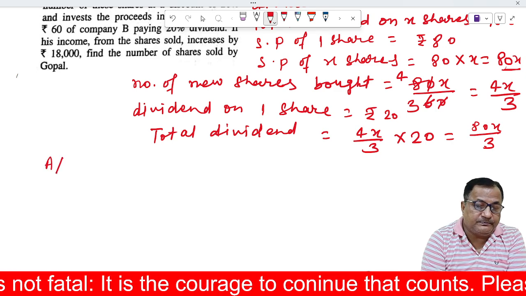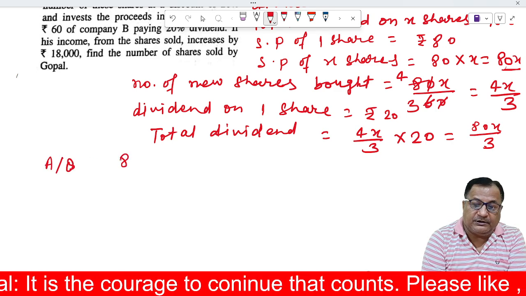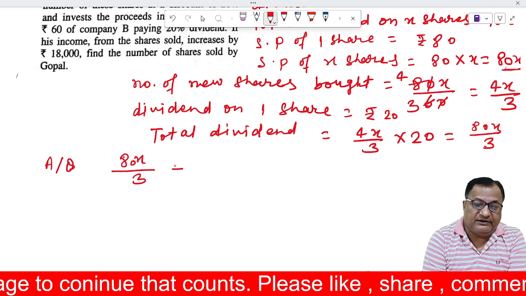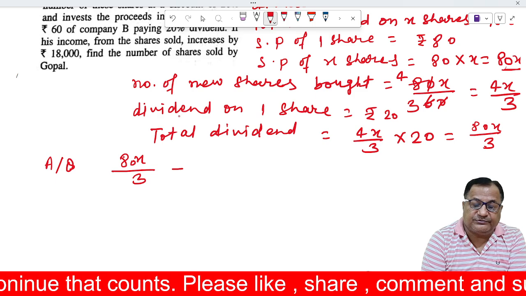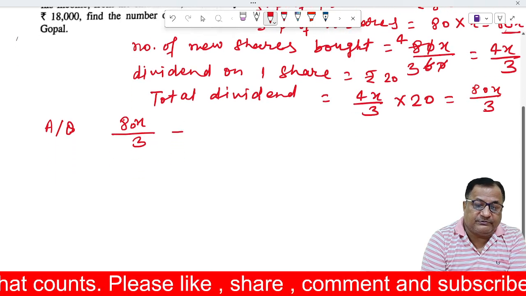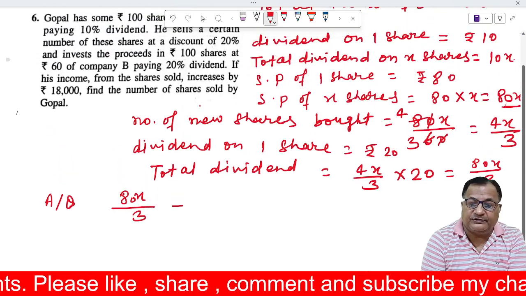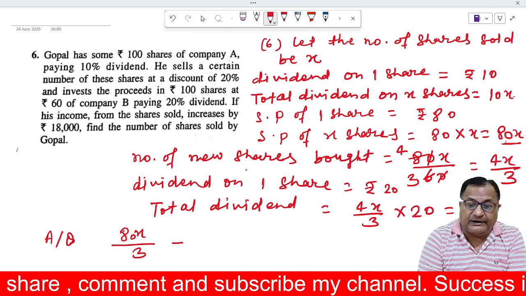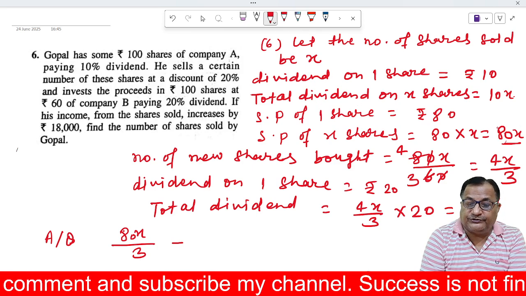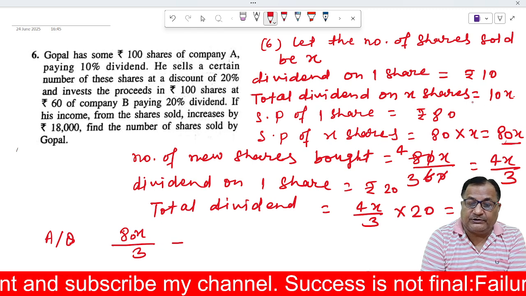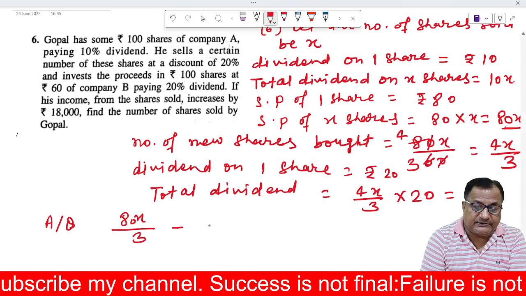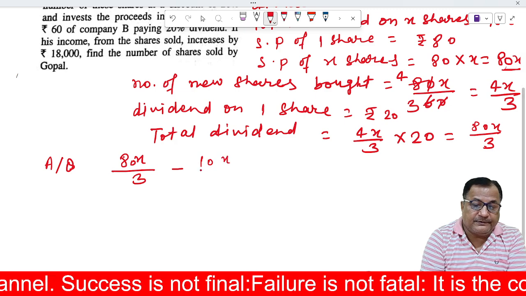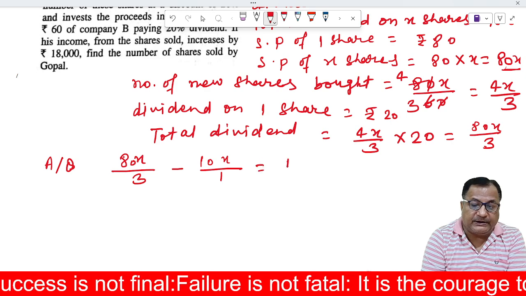Now according to the question, 80x by 3 minus the earlier dividend. Earlier, the dividend was 10x. This is the dividend on X shares, so we will subtract 10x, which is equal to the given 80,000.